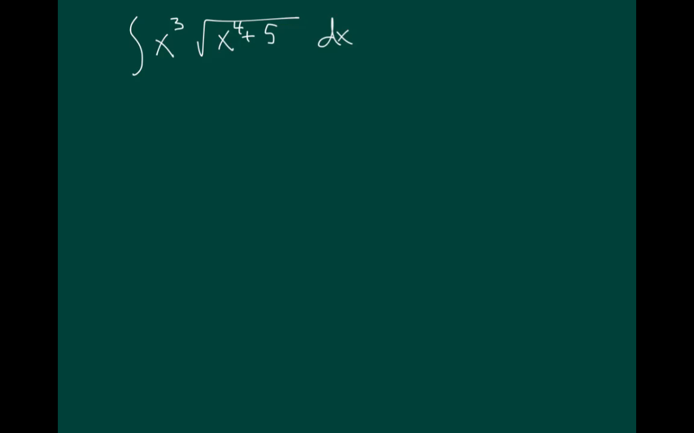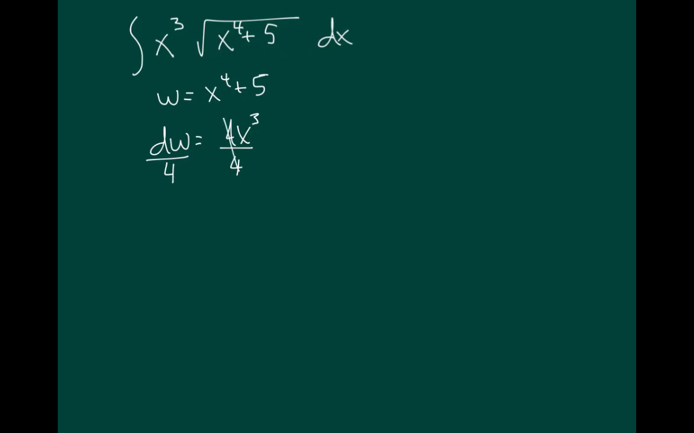Okay, in this example, I have a function inside another function, clearly, and x to the 3rd would be the derivative of x to the 4th plus 5, but it's a little bit off, isn't it? The derivative of x to the 4th plus 5 would be 4x cubed, not just plain x cubed. But let's see if we can do this anyway. So my w is going to be the inside function, x to the 4th plus 5, and then my derivative dw is going to equal 4x cubed dx. Since there is no 4, I will divide both sides by 4.